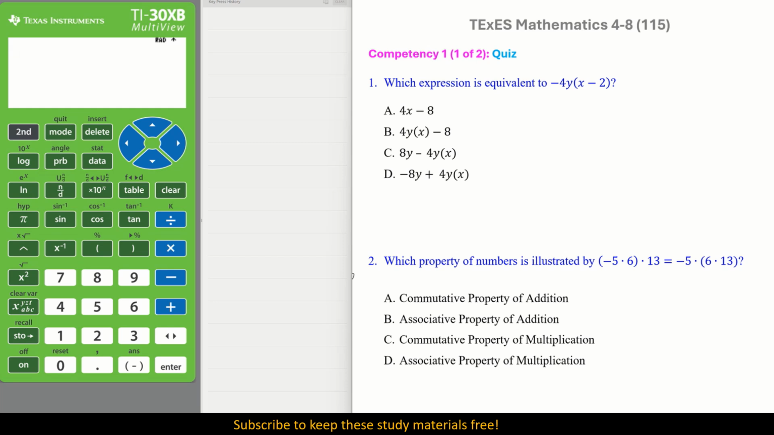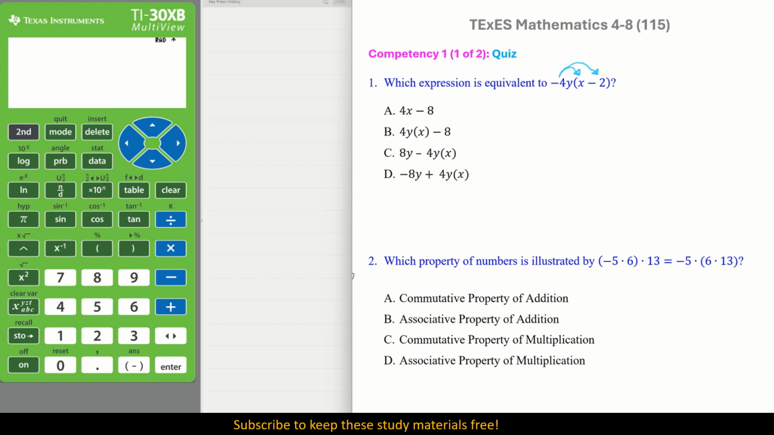Number 1, which expression is equivalent to negative 4y times x minus 2? Okay, we will use the distributive property to multiply into the parentheses, meaning we're going to distribute negative 4y to x and the negative 4y to negative 2. Now for this one, make sure you're careful with your positives and negatives in distributing everything in.